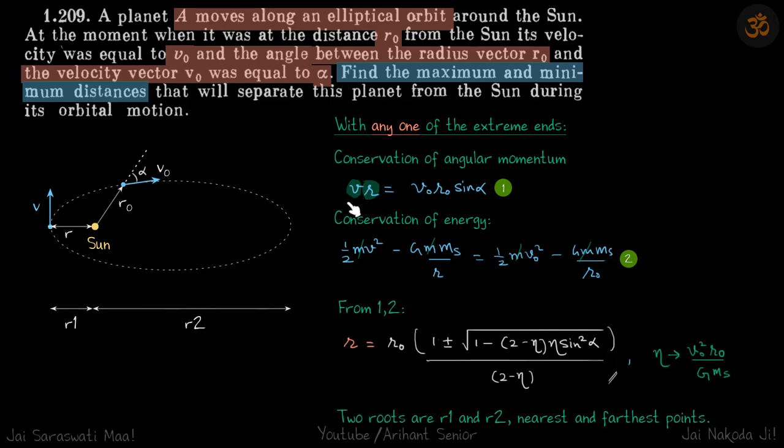If you eliminate v, you will get r in a quadratic equation. The roots of that quadratic equation will be this, which is our answer, because the two roots will be r1 and r2. Here we have written it in this form, where eta is v naught square r naught by G M s. So you can see we have got r in terms of r naught, alpha and v naught.